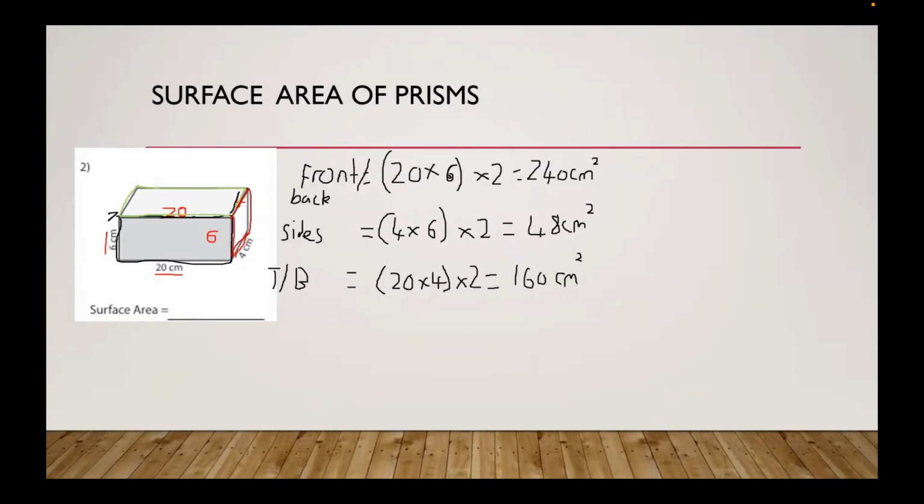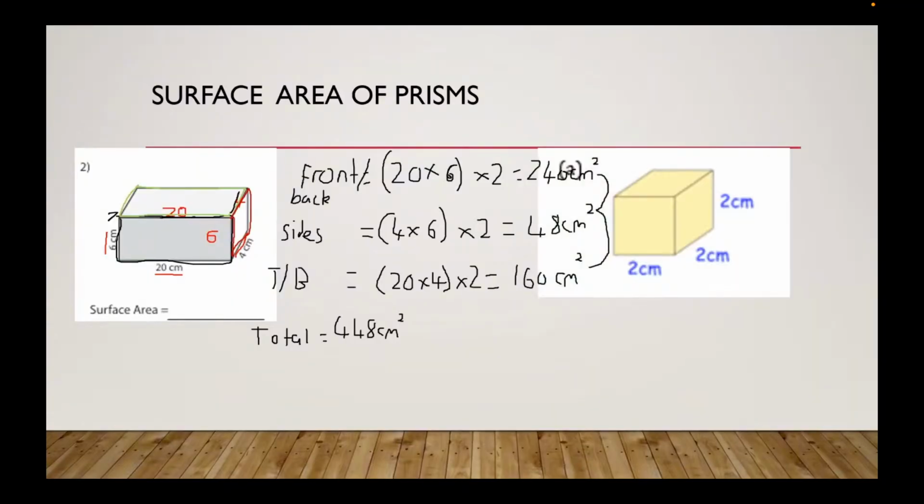Once we find the area of every single side, we are then going to add them up together. So the total area is going to be 240 plus 48 plus 160, which equals 448 centimeters squared. Okay, so 448 centimeters squared. Alright, so that's a rectangular prism.